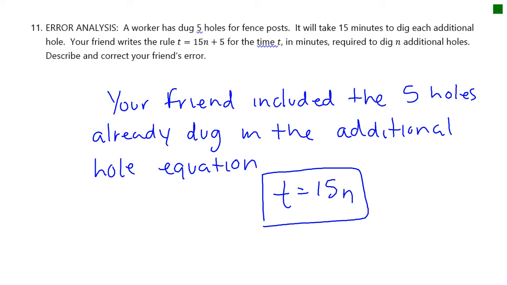All right, so yes, I need to see this explanation and I need to see the new equation. That's how you get 3 points on this question. All right, so don't forget, there's always a mistake. Okay, you guys share the last one for me.